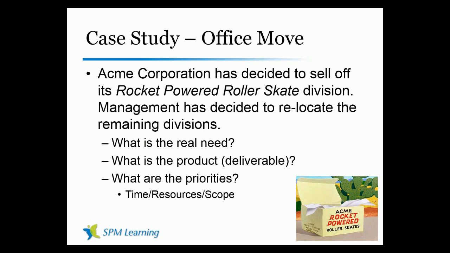Okay. So let's see if we can put all of this to work. Let me give you a quick little case study. So Acme Corporation has decided to sell off its rocket-powered roller skate division. Unfortunately, rocket-powered roller skate sales are kind of down, and the division's no longer viable. Unfortunately, we have a buyer, so we're going to sell it off. Management has decided to relocate the remaining divisions. So we're basically going to do an office move.